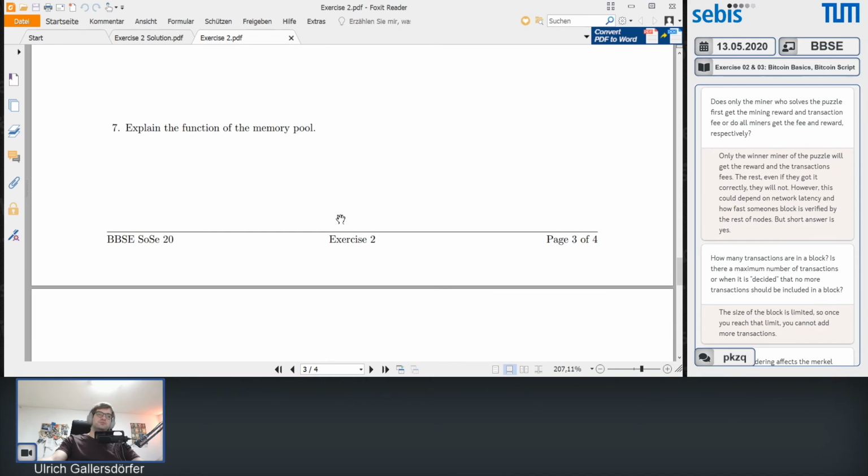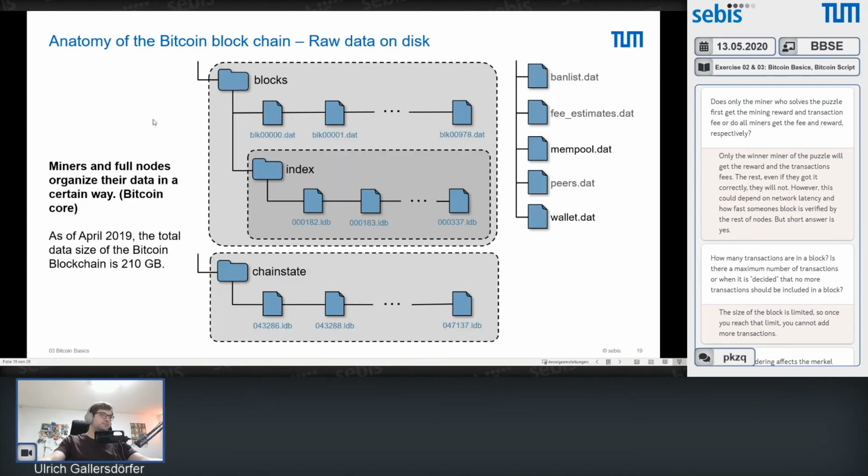Explain the function of the memory pool. So actually I just did, but let's go over it. The memory pool, if we look at the slides here, I think that should be in here. The memory pool is a local file in your full node, or respectively on your miner if you're a miner. The idea is that because a block is created every 10 minutes, we cannot include the transaction directly into the blockchain. So we need some kind of waiting room for the transactions. It could also be the case that there are too many transactions to directly put into a block and they need to wait for 10 more minutes or several hours, depending on the network load.